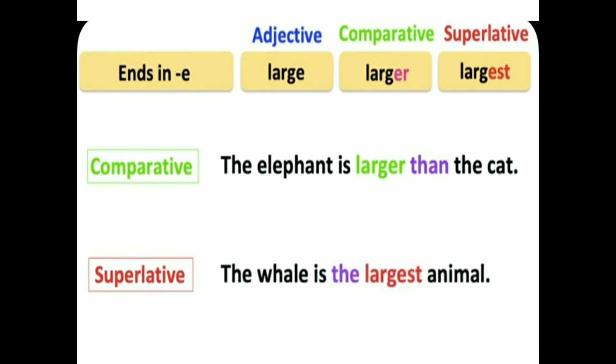Second: when the positive ends in e, we add only r or st to the adjective. For example, large, larger, largest. Let's see with the examples. The elephant is larger than the cat. The whale is the largest animal. A word that ends in e, we only have to add r to make the comparative and st to make the superlative. One more example I will give: close, closer, closest.